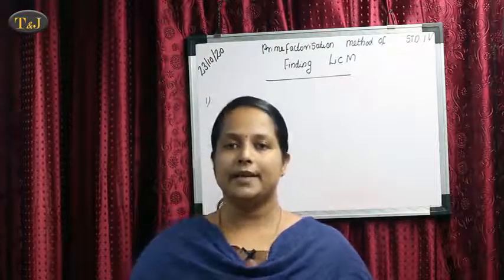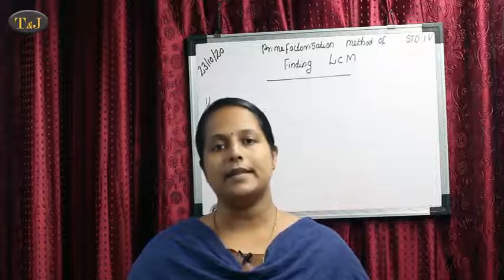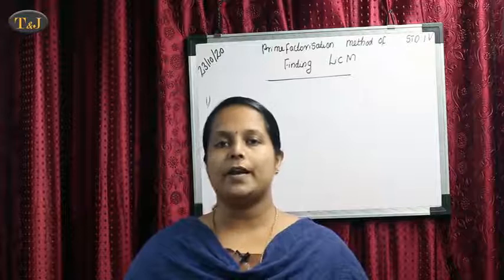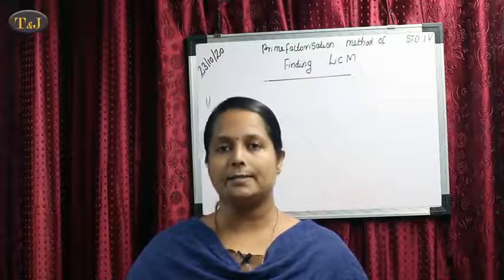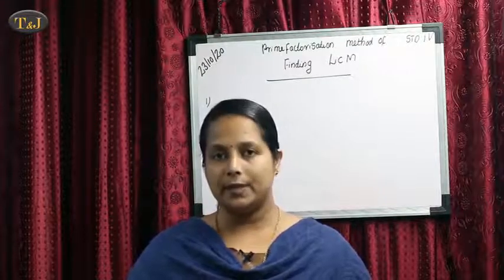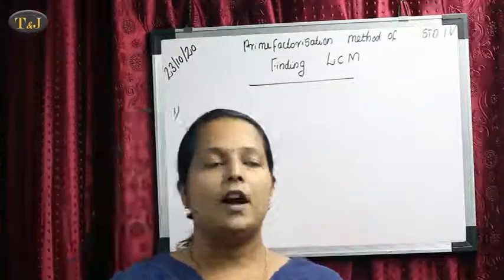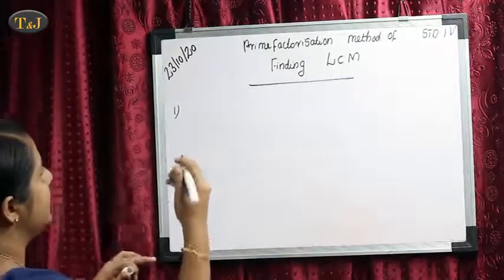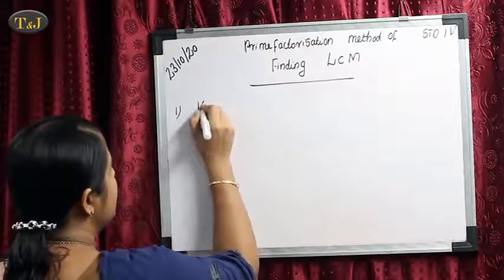Here LCM means the product of prime numbers that appear the maximum number of times. I will explain with the help of some examples. Our first problem: find the LCM of the numbers 10 and 20 using the prime factorization method.